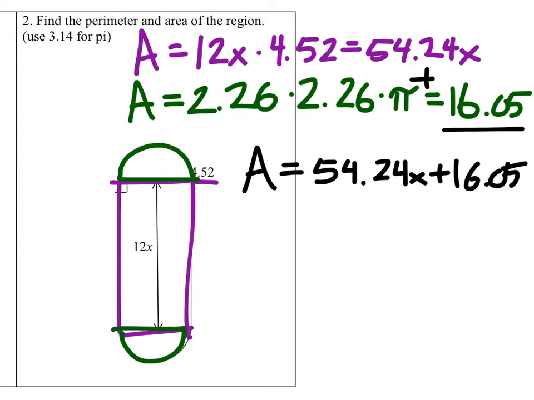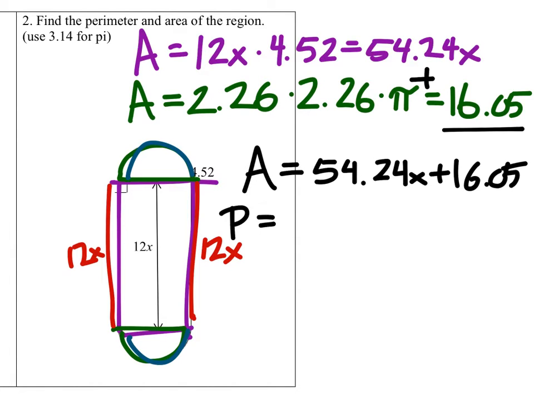Next up, we need to find the perimeter. And we can see this length here is 12x. And this length radical is 12x. And then we've got this circle, which has just been cut in half. So we've got the two 12x's for the perimeter. But then we need to find the circumference of that circle, which would be the diameter, 4.52, times pi.